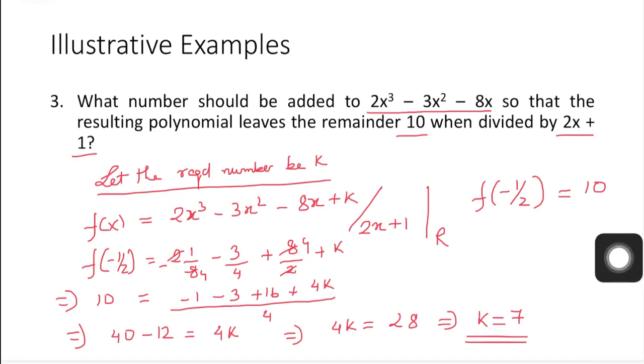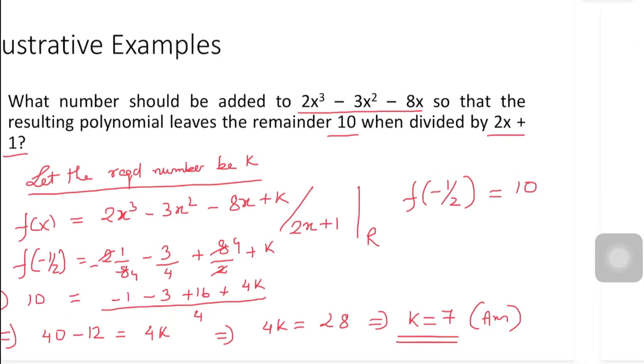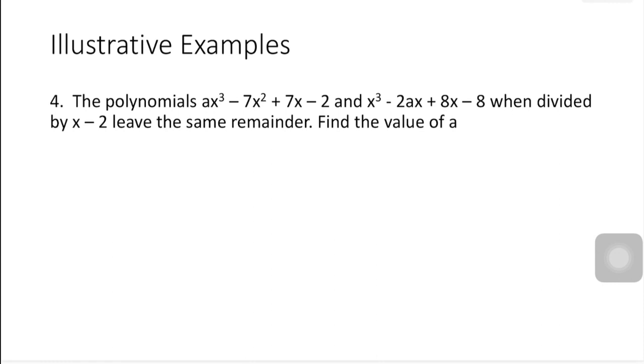Using the concept of remainder theorem, we can easily find the solution for this question. I hope this is clear to you guys. Now we'll move on to our next segment, but before that we have another problem that we want to solve. So let's solve this one.